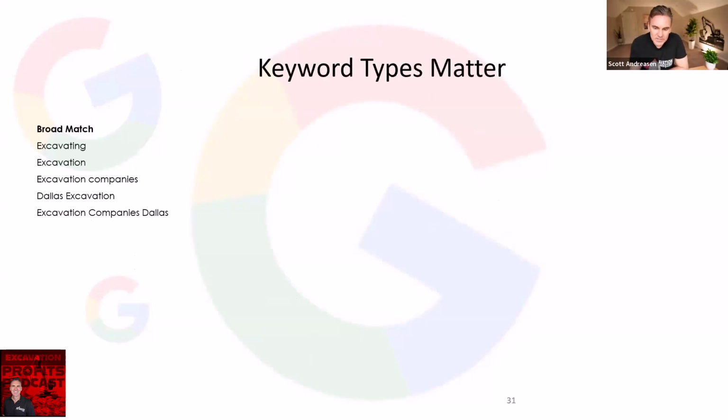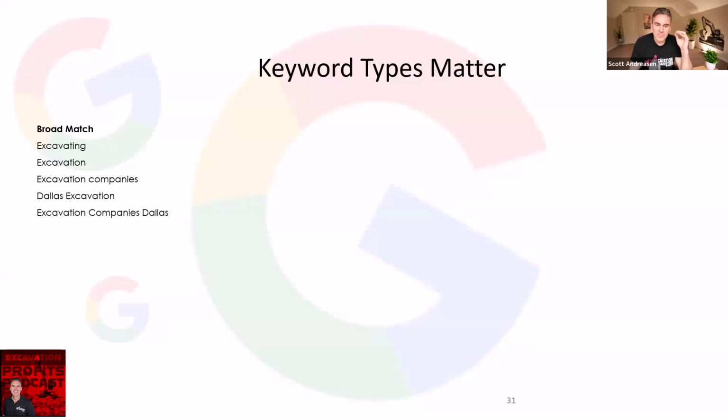Now, this part's important. So listen up. We're going to talk about keyword match types. This is the exact things that people will type into Google that has your company's ads show up on the front page. The first type is broad match. We have excavating, excavation, excavation companies, Dallas excavation, excavation companies, Dallas. So basically, if you use a broad match, that is the loosest restriction of what people could type in.